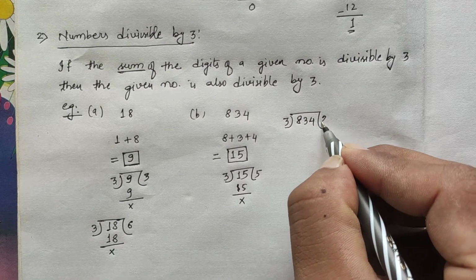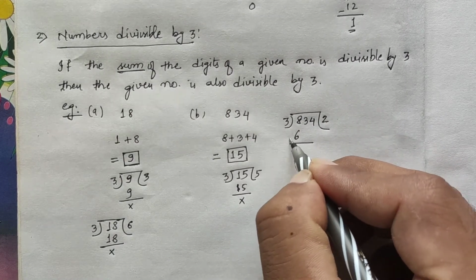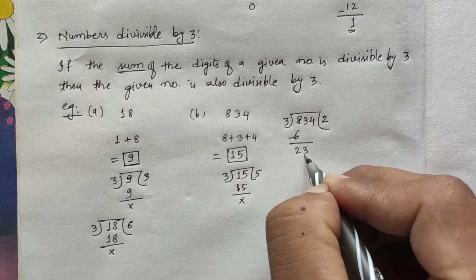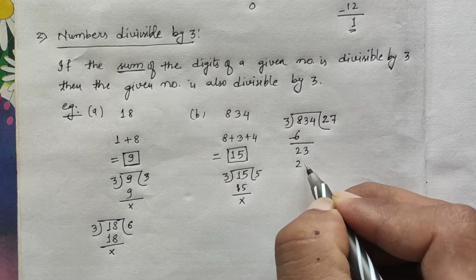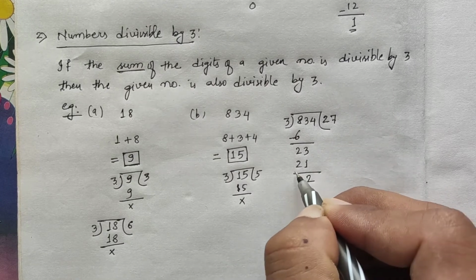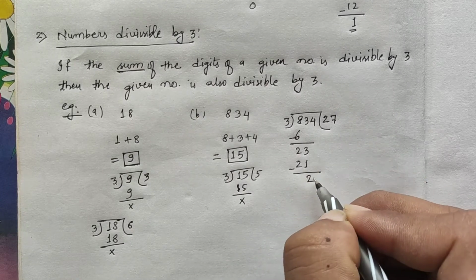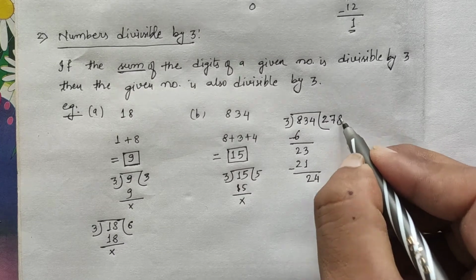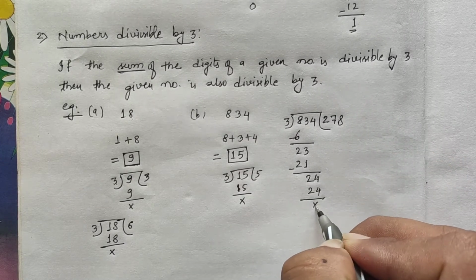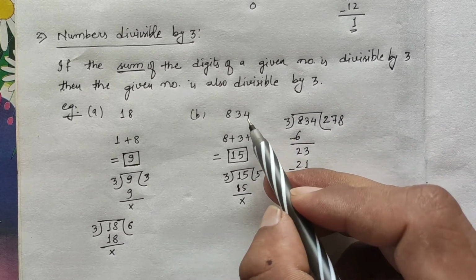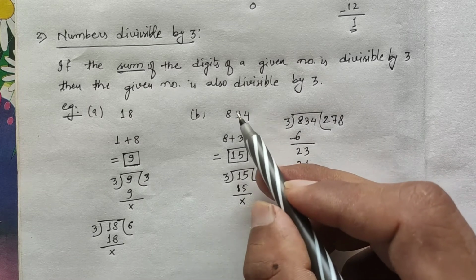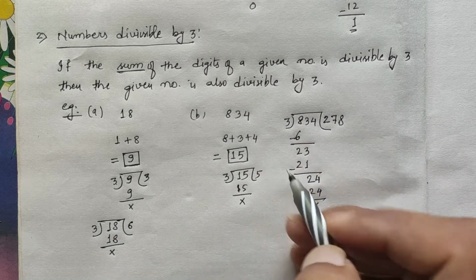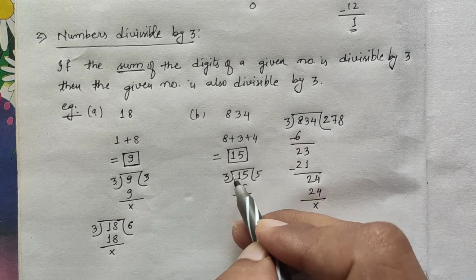So 3 times 2 is 6, subtraction gives 2, 3 times 7 is 21, remainder after subtraction is 2, and this 4 comes here. 3 times 8 is 24. So there is no remainder, meaning this number is divisible by 3. So to check whether it is divisible by 3 or not, you don't have to divide it by 3, just check whether their sum is divisible by 3 or not.